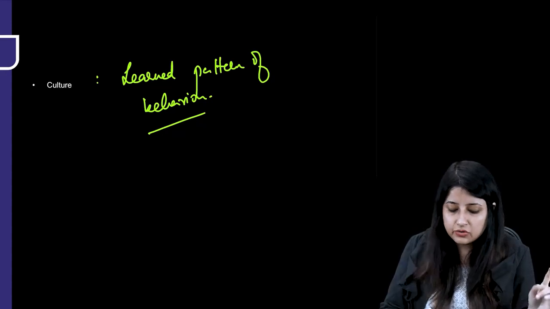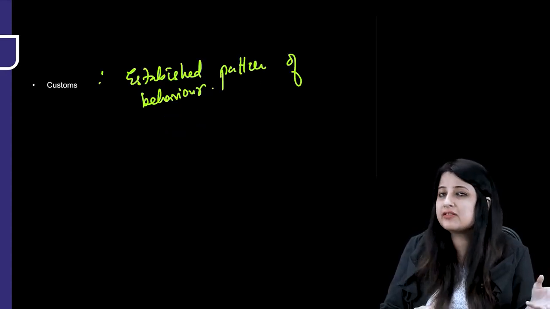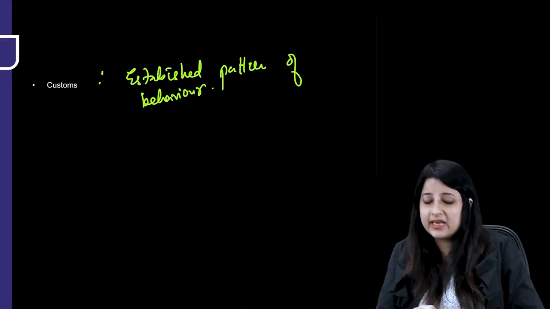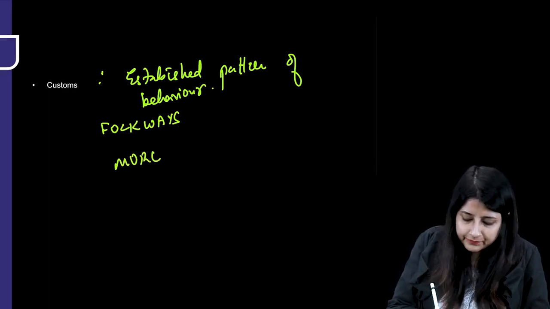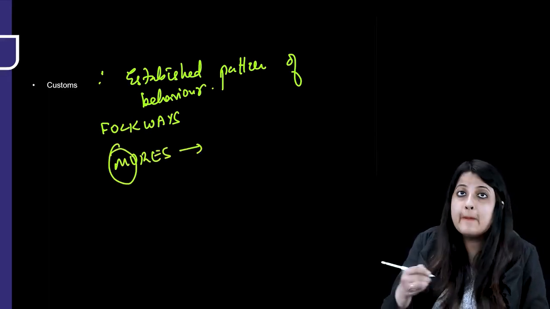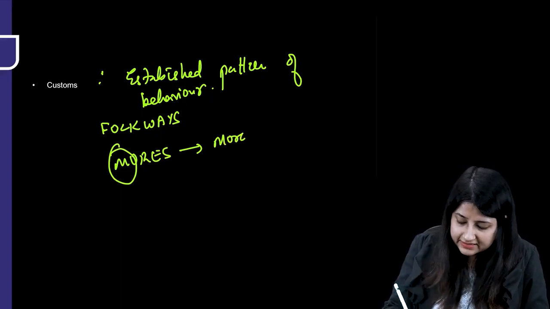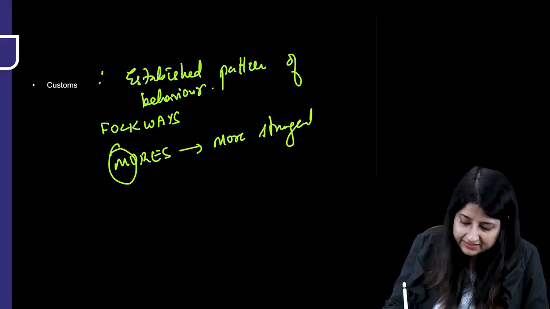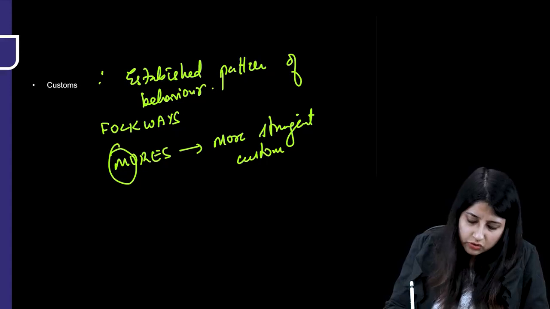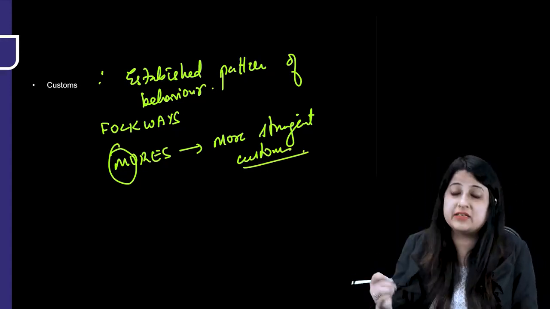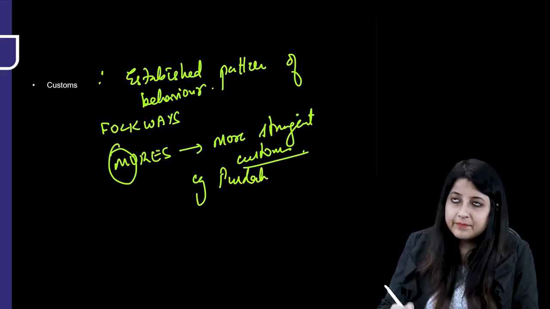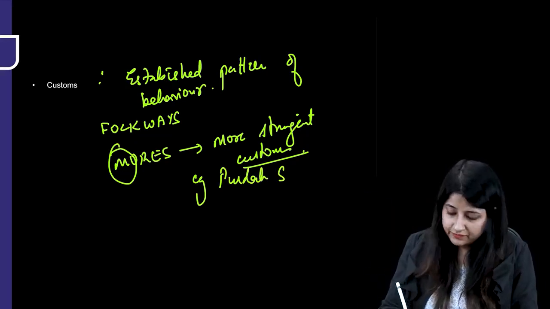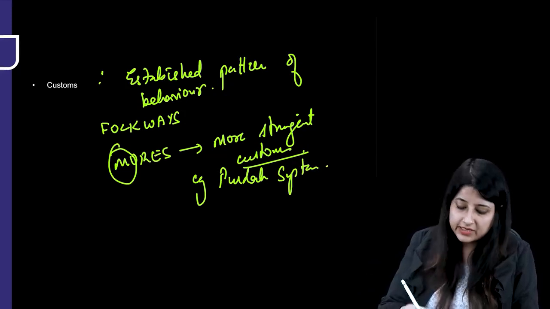Now here you should know one thing. When you talk about customs, they are established patterns, and they are divided into two things: folkways and mores. M for more. This is more stringent customs, meaning if you don't follow these customs, you might be punished. Example, the parda system. In certain communities the women have to cover their head, so if they don't follow it, they will be questioned for it.